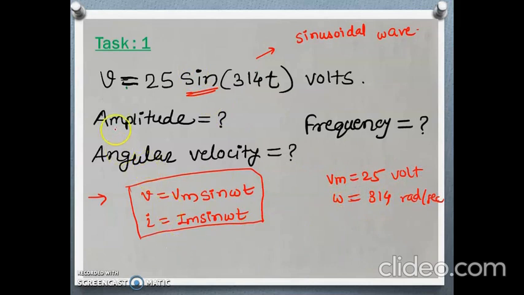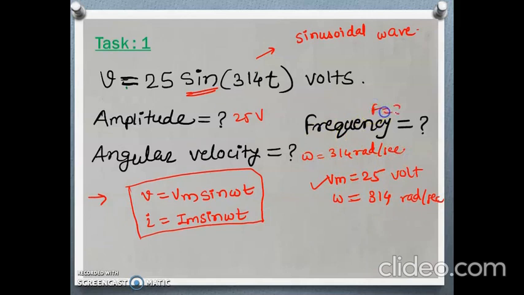Here we want to calculate the amplitude. Amplitude is nothing but Vm, which is 25 volt. So amplitude will be 25 volt. Then angular velocity is represented by omega, and omega we directly have as 314 radian per second.